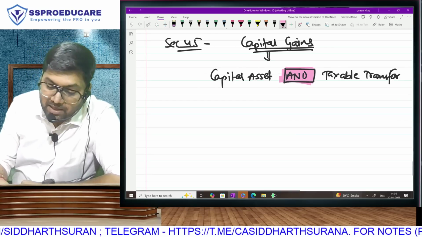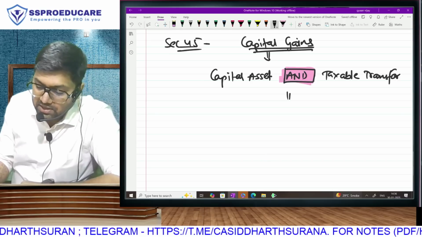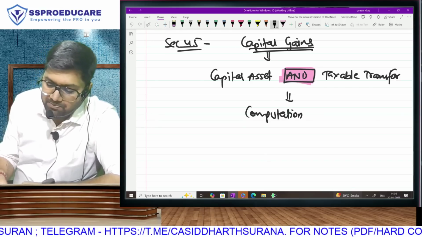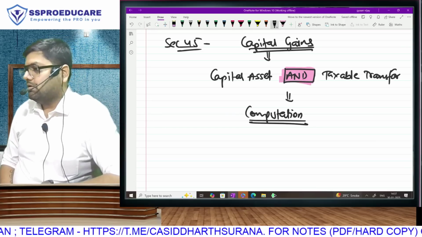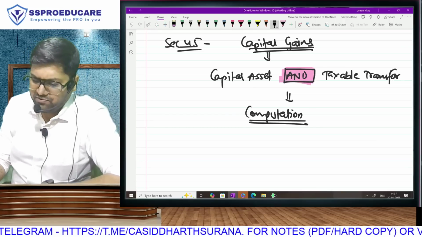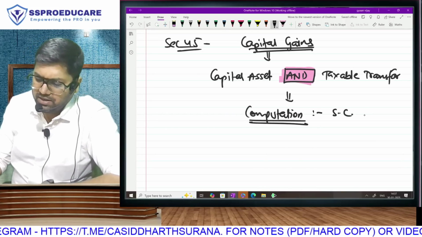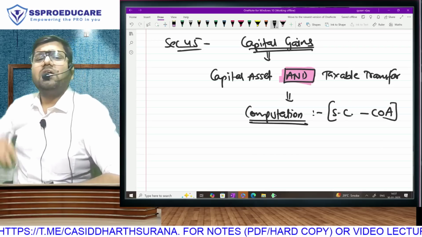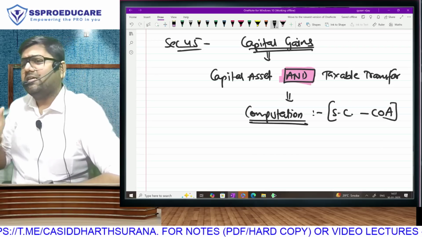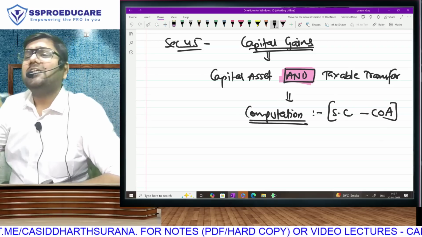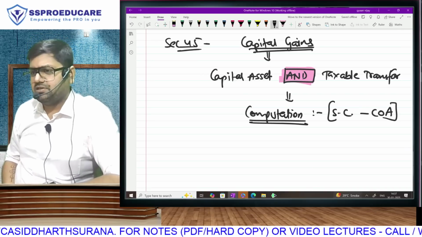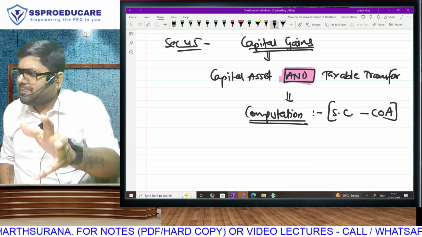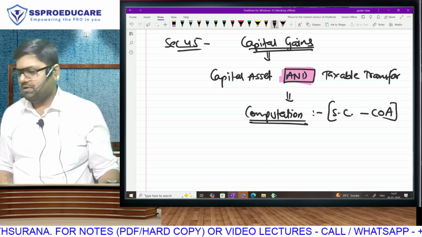When both of them happen, then and only then we will go and learn something called computation of capital gain. If I have to keep it simple right now, it is the basic formula of profit that you have studied before: selling price minus purchase price. Here we just change the terminology to sale consideration and cost of acquisition. Later in the chapter, we will learn the advanced calculation of capital gain.